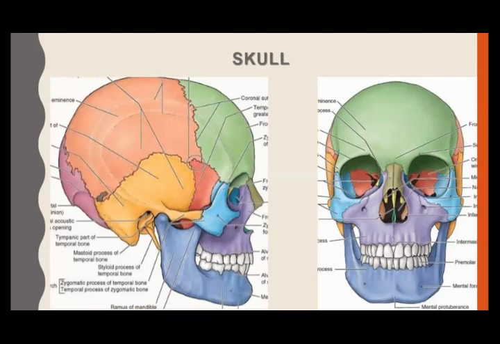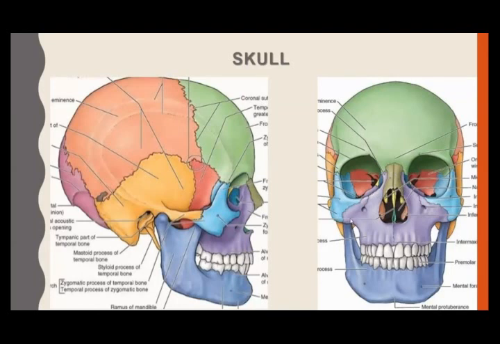This is the skull. Front view, the green bone is the frontal bone. The frontal bone articulates with this bone, which forms most of the part of the nose. This is the nasal bone. So the frontal bone articulates with the nasal bone. Please note that the frontal bone forms the upper or superior margin of the forehead.